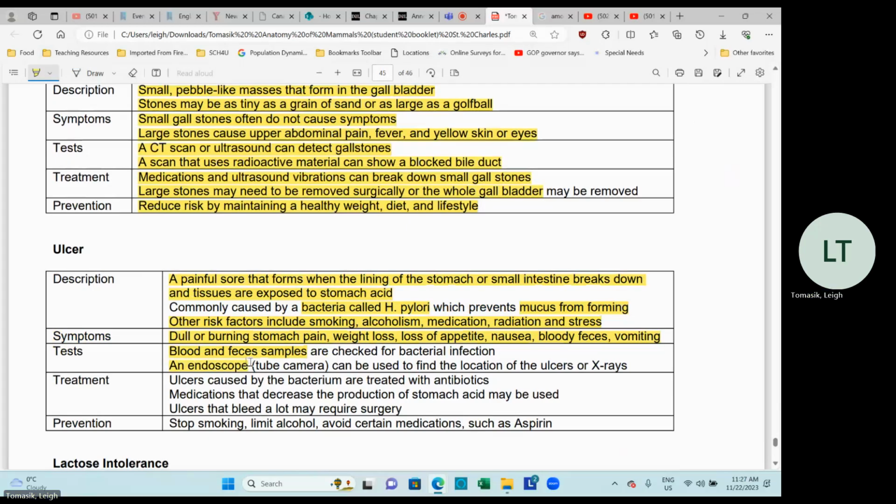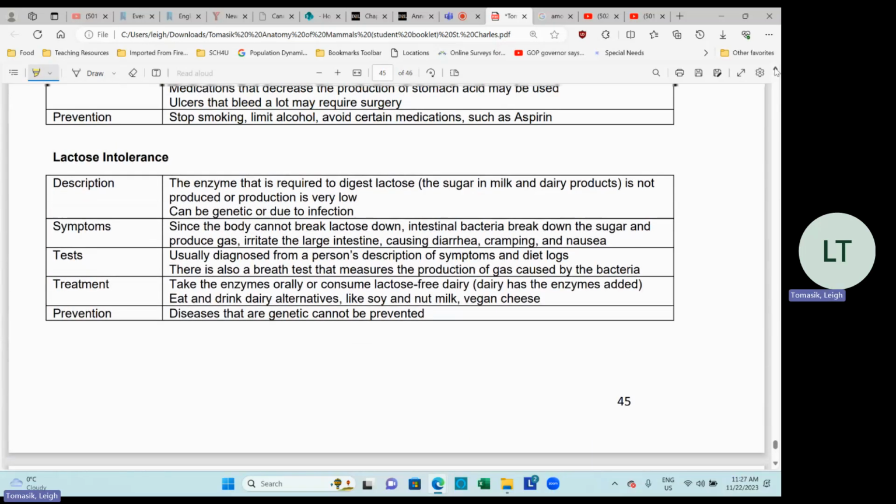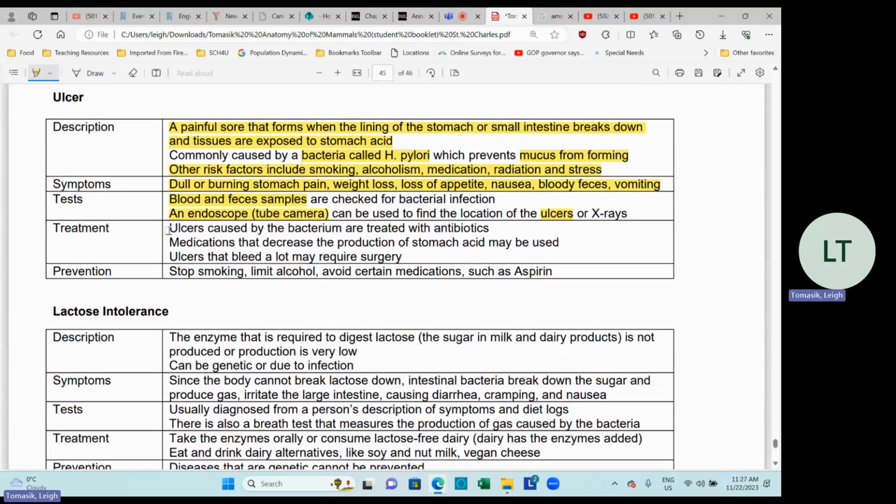So they will stick a camera on a long flexible tube, and they can stick it down your throat and into your stomach that way, or if they're looking for something in your intestines, they can stick it up your anus and look at your intestines that way. So this is to find the location of the ulcer, so they can see if maybe you need surgery to close the ulcer. So treatment: ulcers caused by the bacterium are treated with antibiotics.